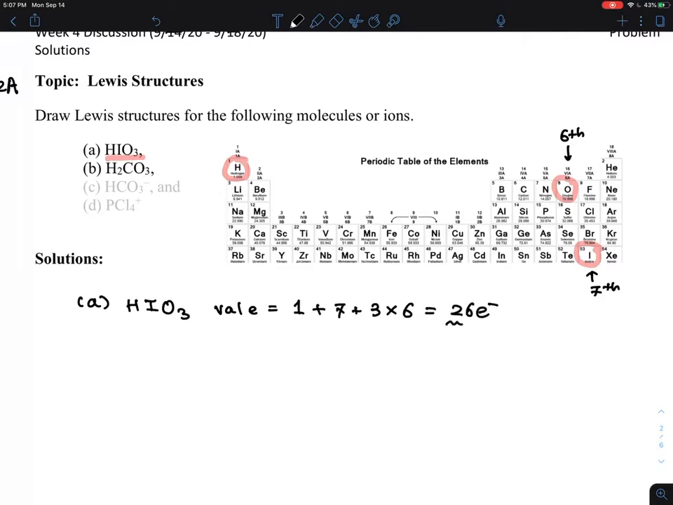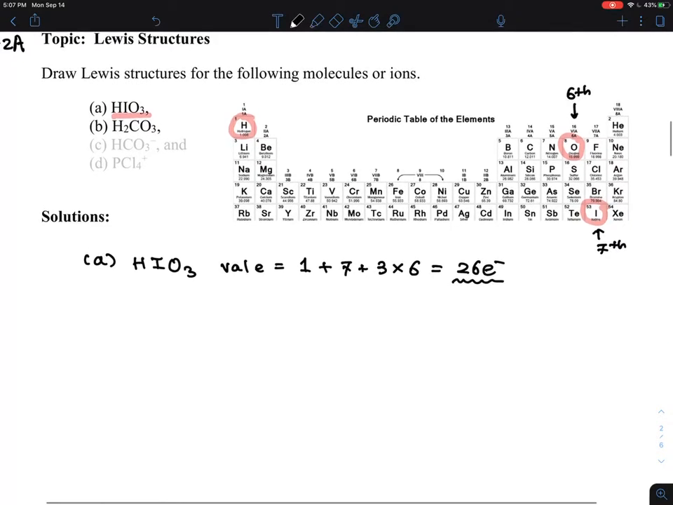So you have 26 electrons essentially to make bonds and to be used as lone pair electrons, to satisfy the octet rule and then minimize the formal charges. And so those are the things.